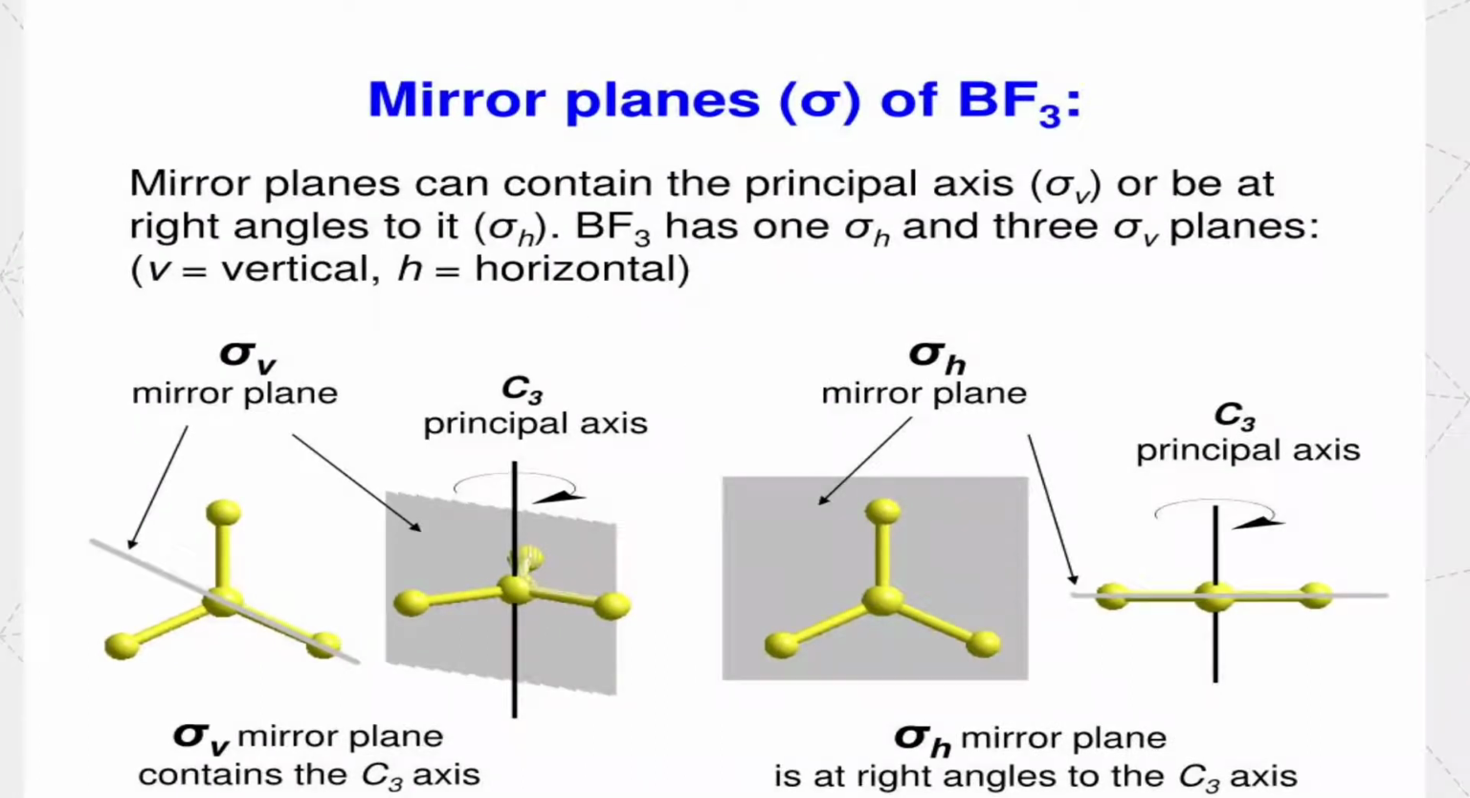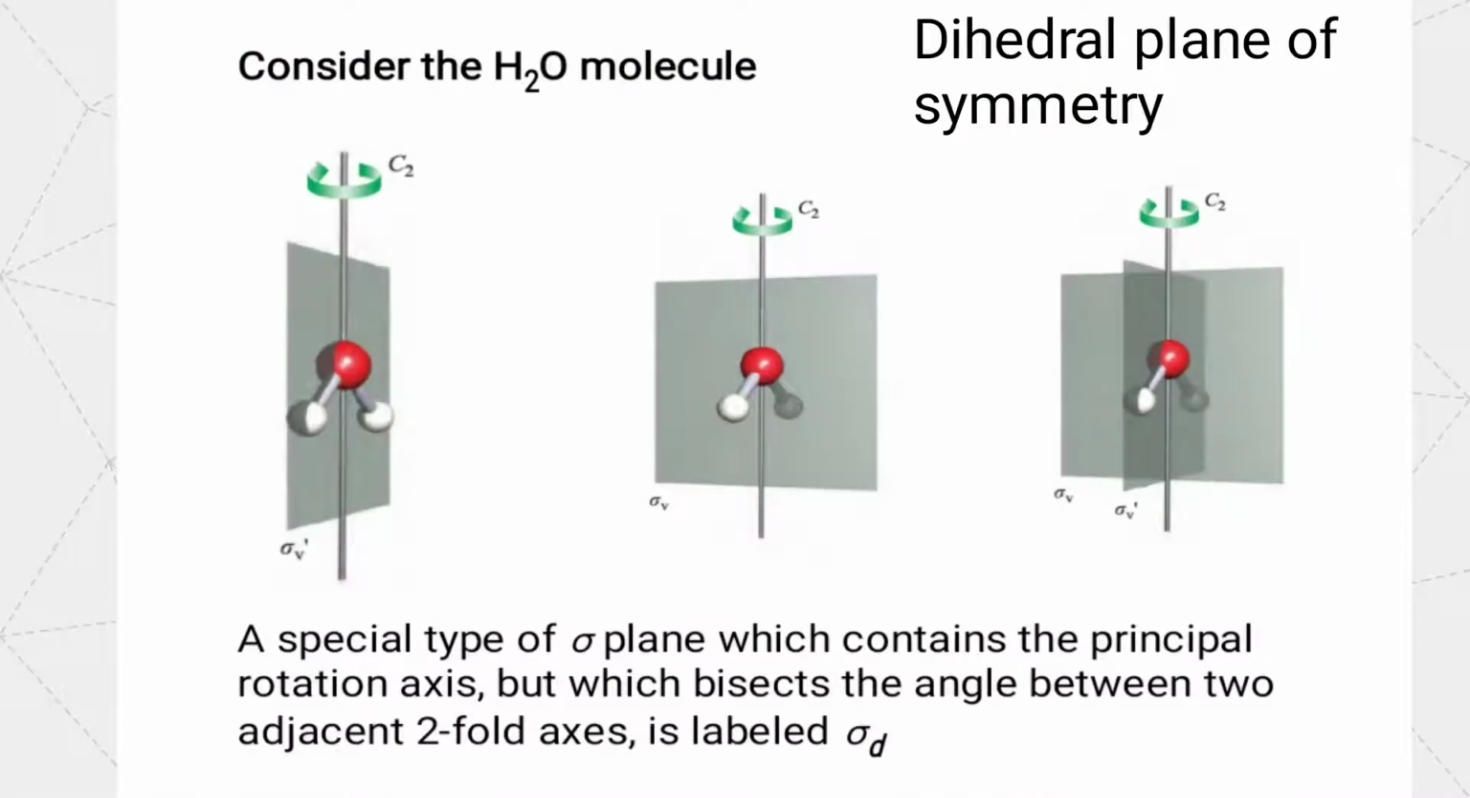Mirror planes sigma of BF3 molecule. Mirror planes can contain the principal axis, sigma v, or be at right angles to it, sigma h. BF3 has one sigma h and three sigma v planes. Dihedral plane of symmetry in H2O molecule. A special type of sigma plane which contains the principal rotation axis but which bisects the angle between two adjacent twofold axes is labeled sigma d.